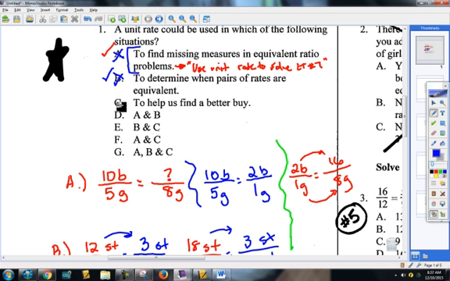Now, letter C was the one that most of you selected, which is absolutely true. We're going to do a better by question later on. Isn't that exactly how I taught you to do better by? Unit rate. So we just proved that all 3 of these are true, and the only one would be letter G. Okay?